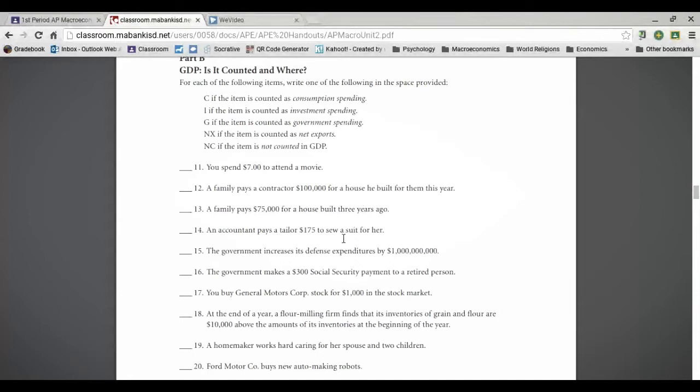Number 14, an accountant pays a tailor for a new suit, but that's not a business expenditure. That's not really the greatest example of a business expenditure. So it's C for consumption. While 15, the government increases its defense expenditures by $1 million. That is G for government spending. Of course, 16, even though it sounds like it's government expenditure, Social Security is a transfer payment and it's not counted towards GDP. Same thing with number 17. The stock market, a financial expenditure like that, not counted towards GDP.